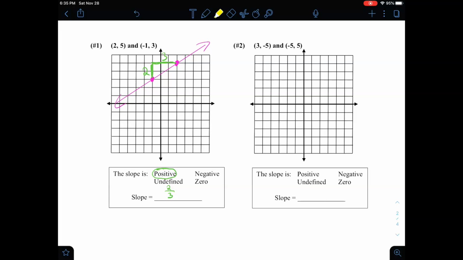All right, number 2. 3, negative 5, and negative 5, 5. So positive 3, negative 5 means go right 3, down 5. 1, 2, 3, 4, 5. And negative 5, 5 means go left 5. 1, 2, 3, 4, 5. Up 5. 1, 2, 3, 4, 5. Draw a line, so it's going to be hard to do. Not bad.